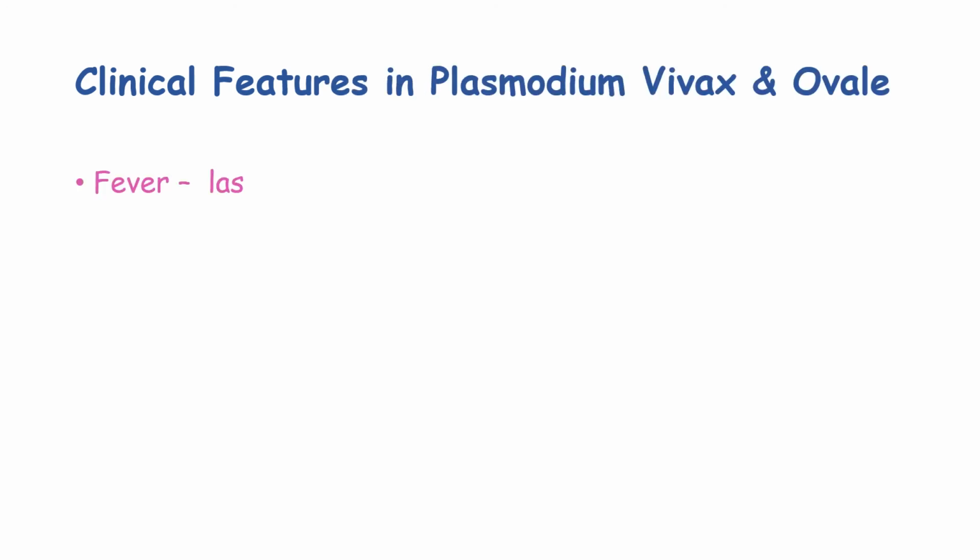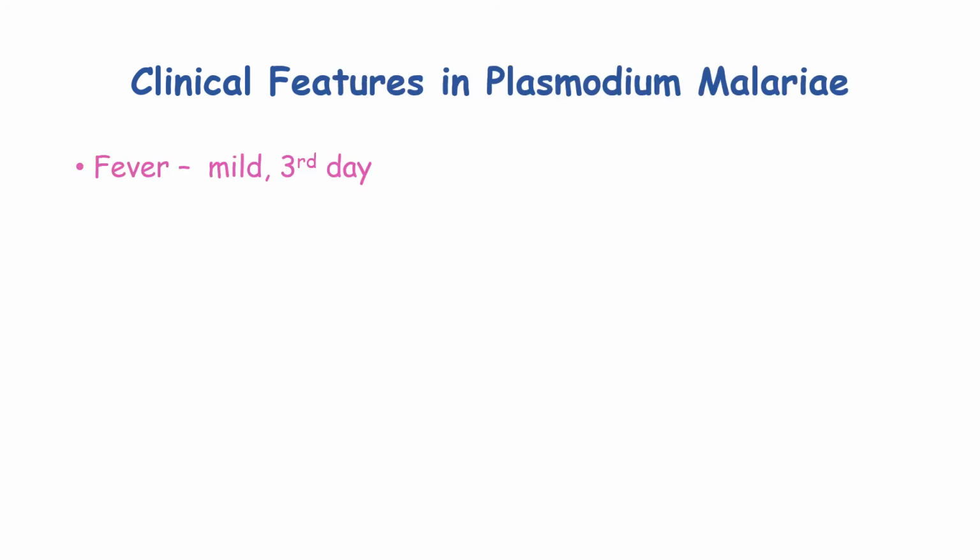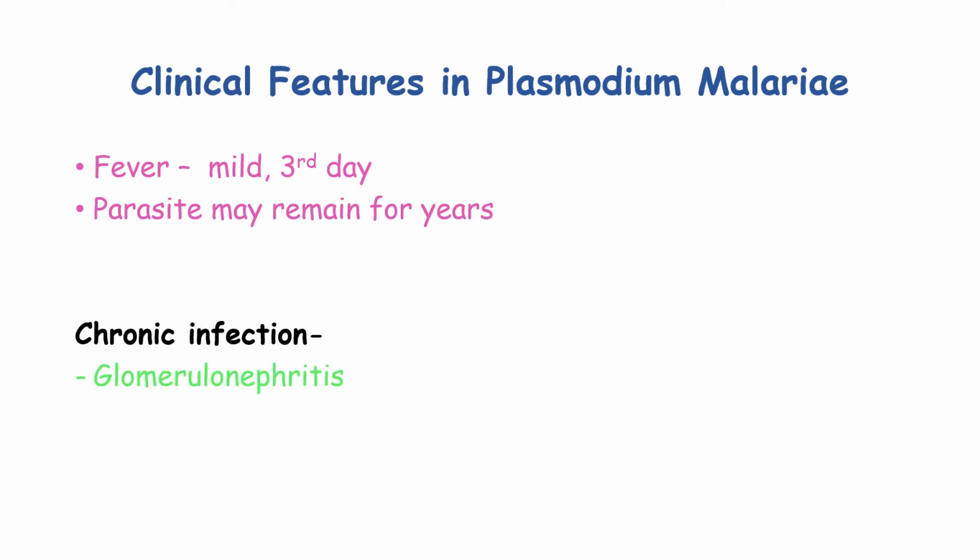In Plasmodium vivax, fever initially lasts for hours and then alternates every 48 hours. There is also anemia and enlargement and tenderness of liver and spleen. In Plasmodium malariae, the fever is mild and on every third day. The parasite may remain for years causing fever and no other symptoms. Chronic infections may cause glomerulonephritis and nephrotic syndrome.